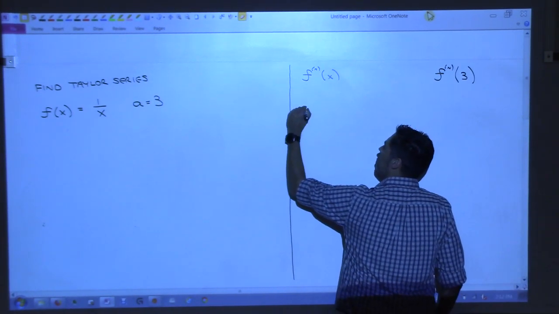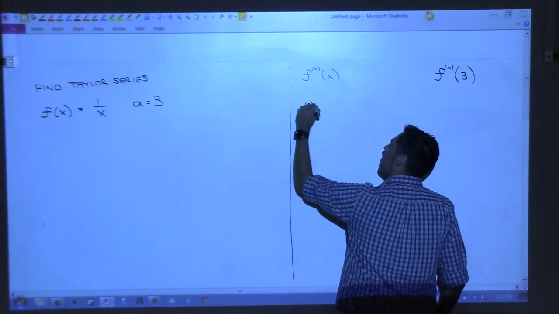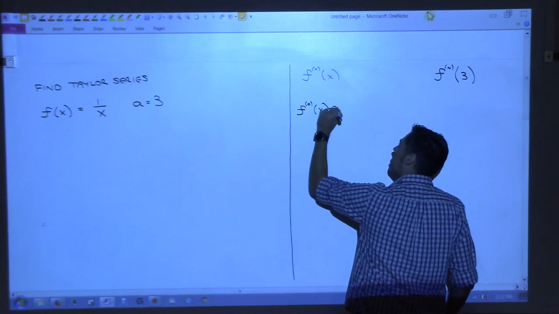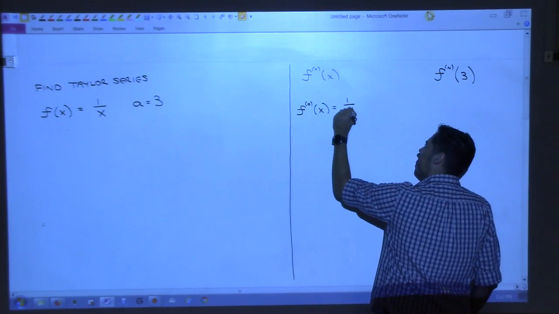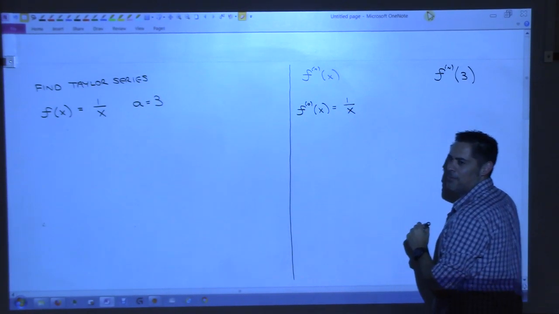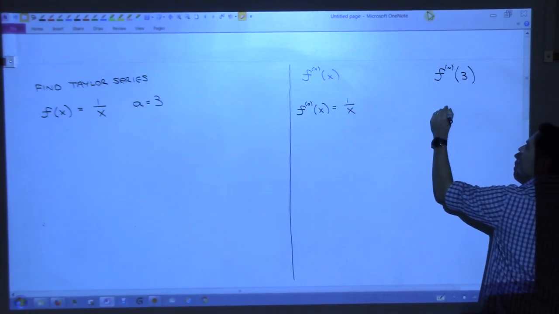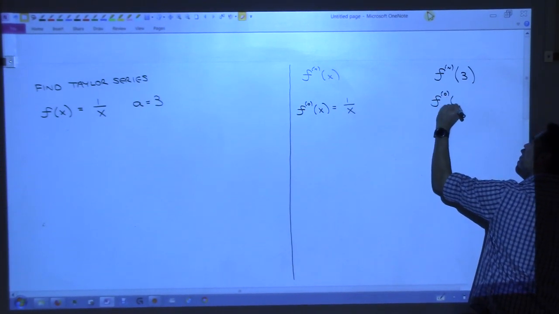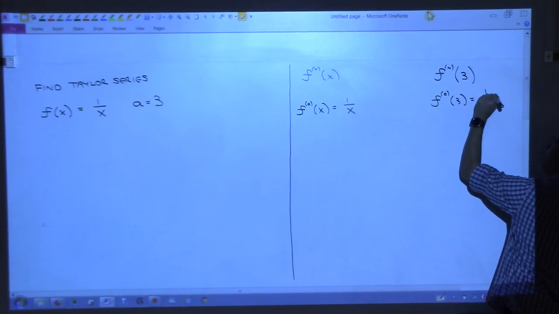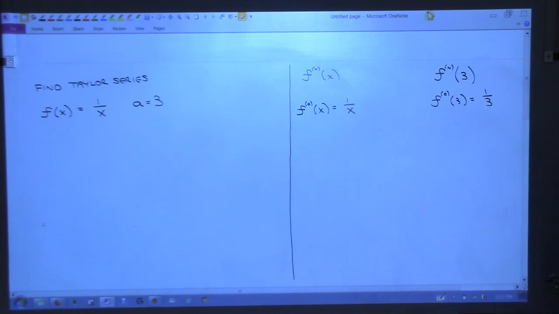The zeroth derivative of this function is itself, 1 over x. No problem. So what do I get over here? The zeroth derivative at 3 is 1/3. All seems well so far.